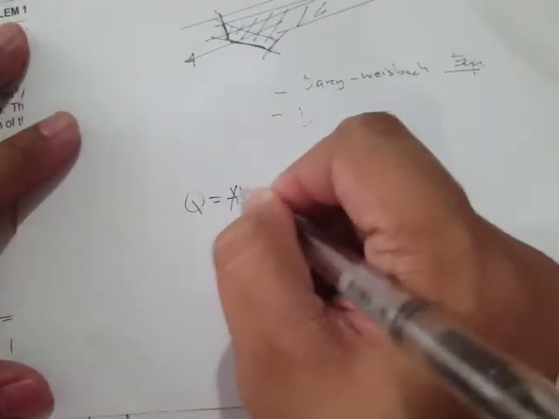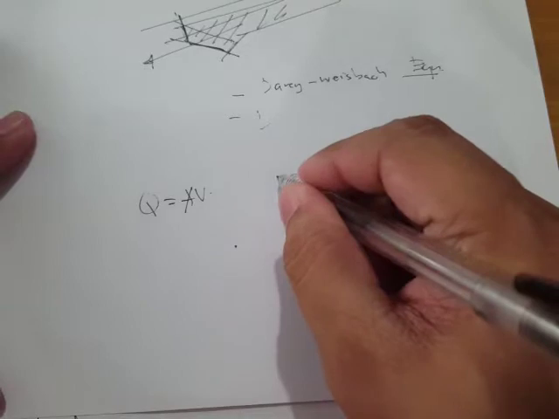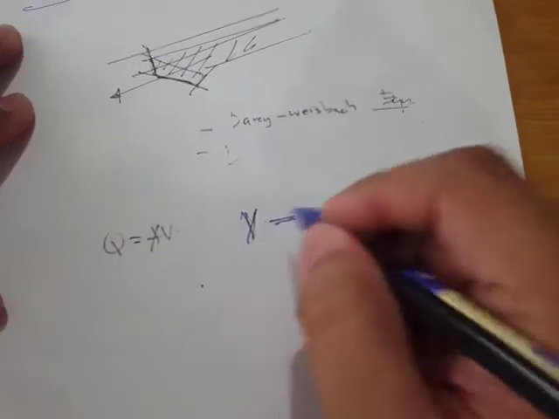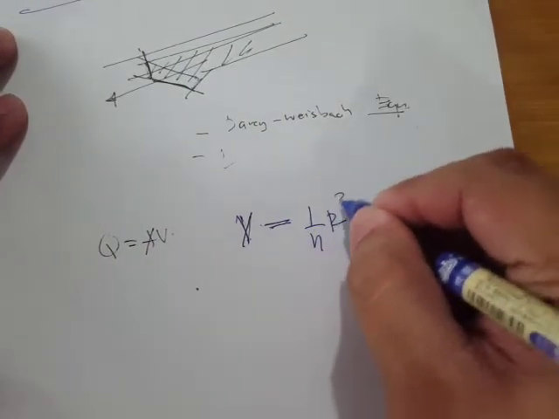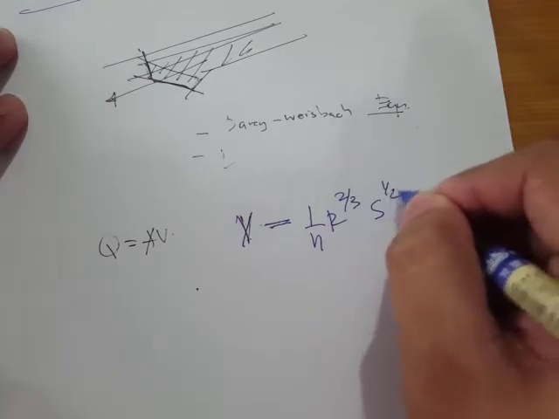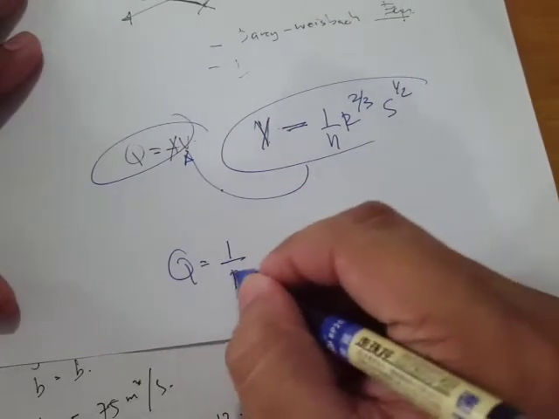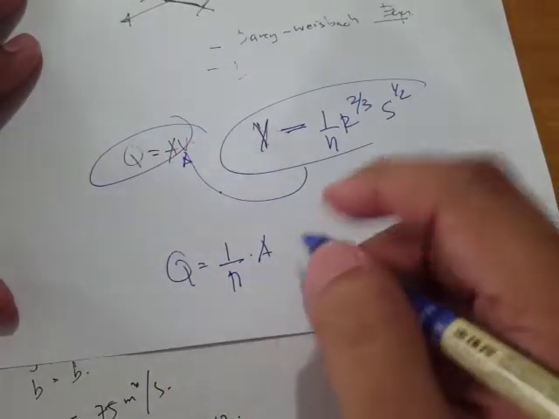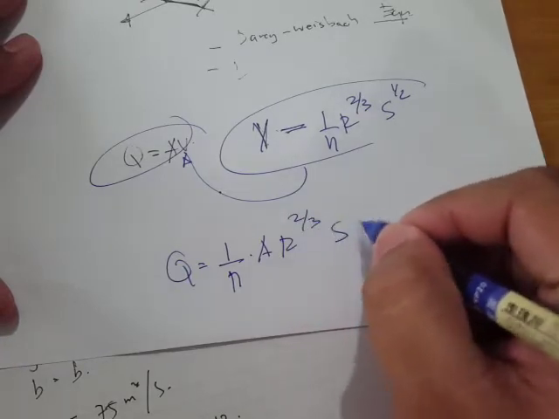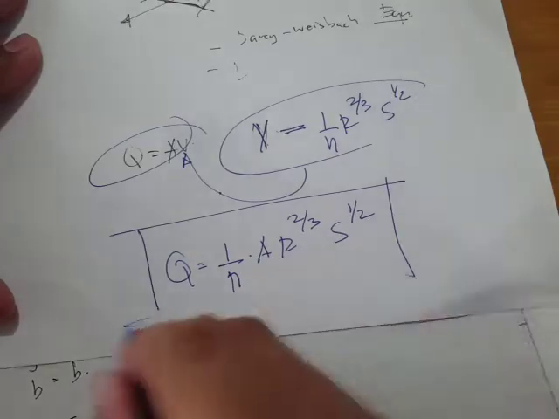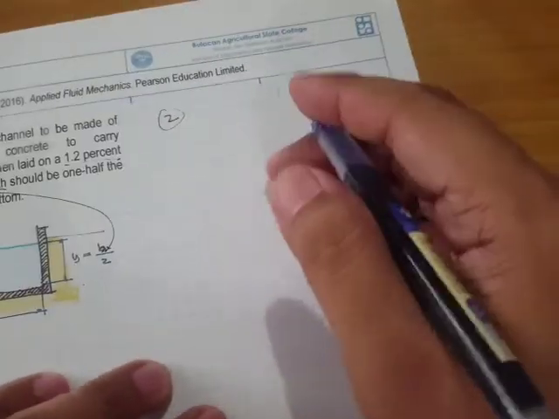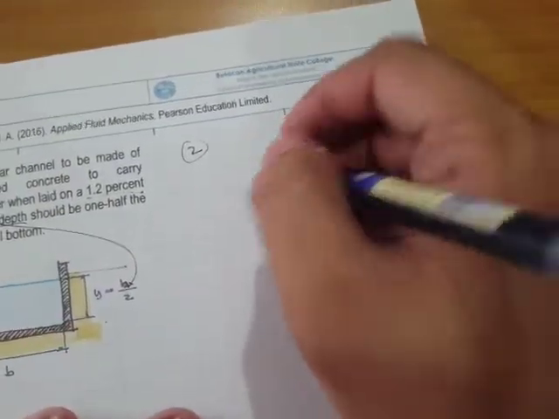By the way, if the flow rate equation is Q equals AV, and the Manning's equation is V equals 1 over n times R raised to 2/3 times S raised to 1/2, then if we combine these, we get Q equals 1 over n times the area, times R raised to 2/3, S raised to 1/2. So here is our flow rate equation with Manning's equation.